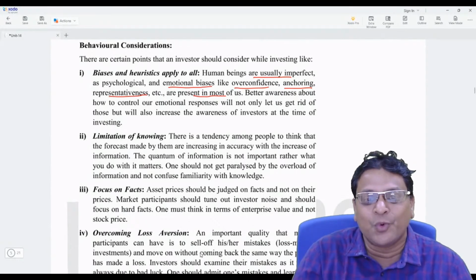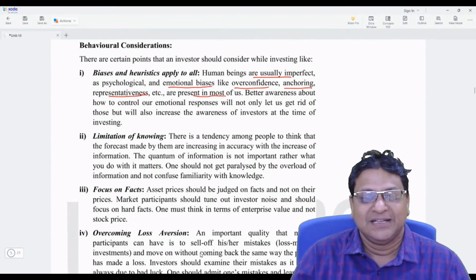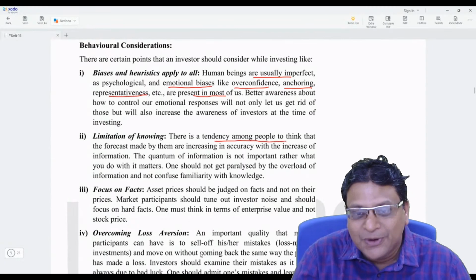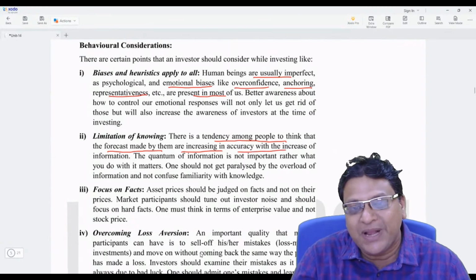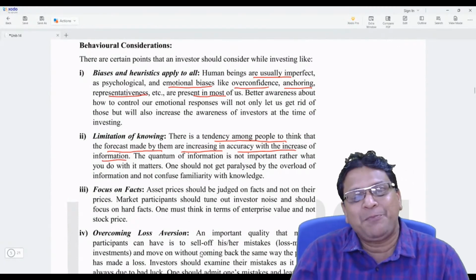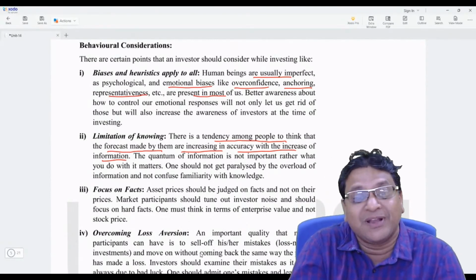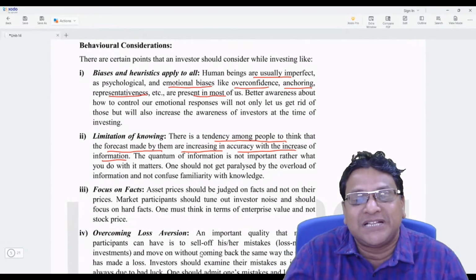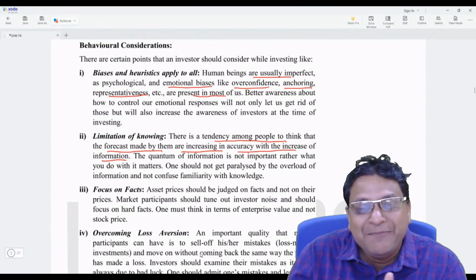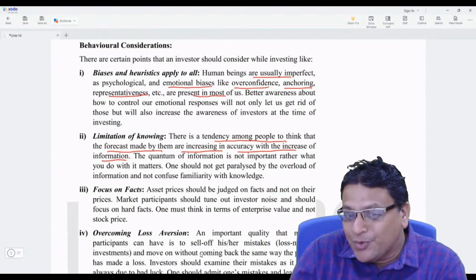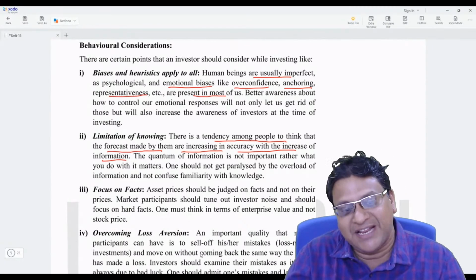Then limitation of knowing. We know that everybody cannot know all the things. There is a tendency among people to think that the forecasts made by them are increasing in accuracy with increasing information. People are bombarded with information. People think that if they collect more information, they will take a more informed decision. But practically, the quantum of information is not important. Rather, what we do with this information, how we apply this information, that matters in a financial market.